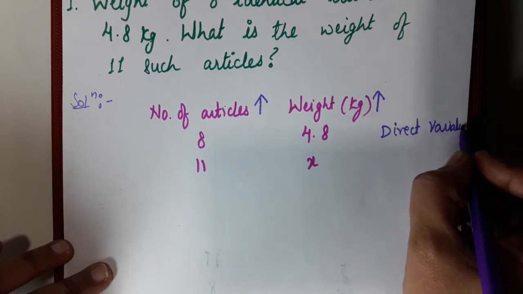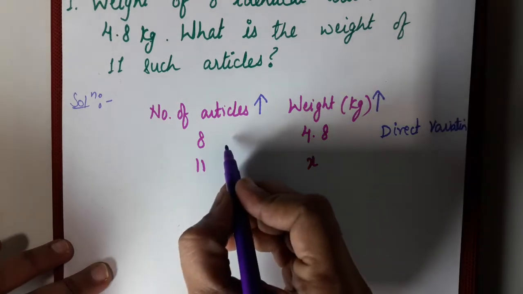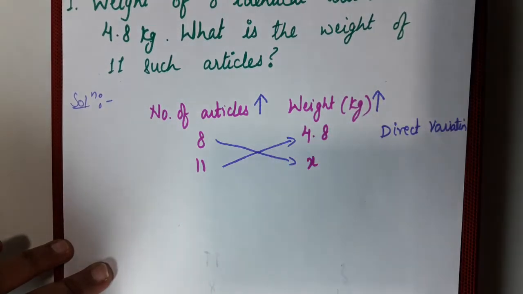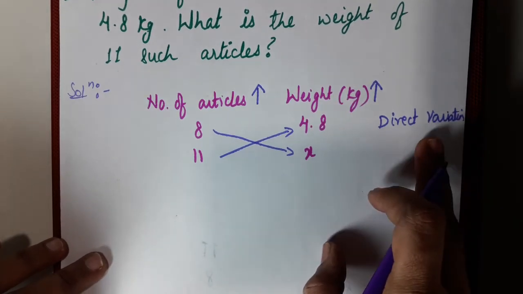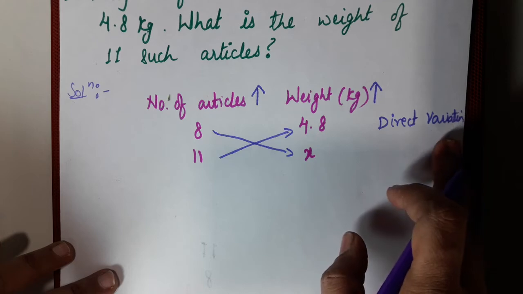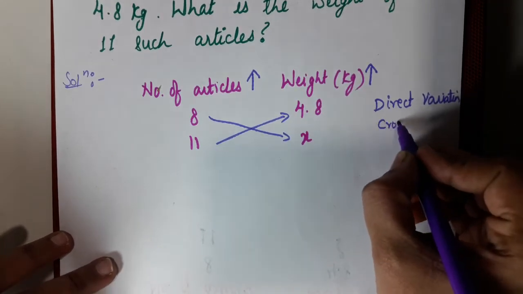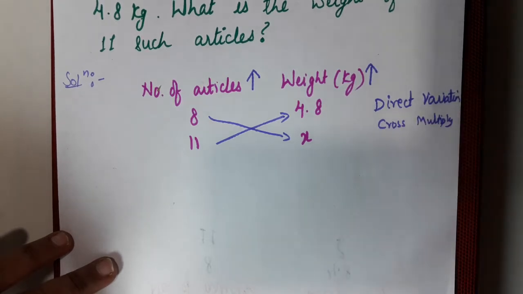Whenever you have a direct variation kind of question, we do cross multiplication among the columns. That is, 8 will be multiplied by x and 11 will be multiplied by 4.8. For your reference, you should always write on the right hand side which kind of variation it is. It is a direct variation. So in direct variation, you always cross multiply the columns which you have made.